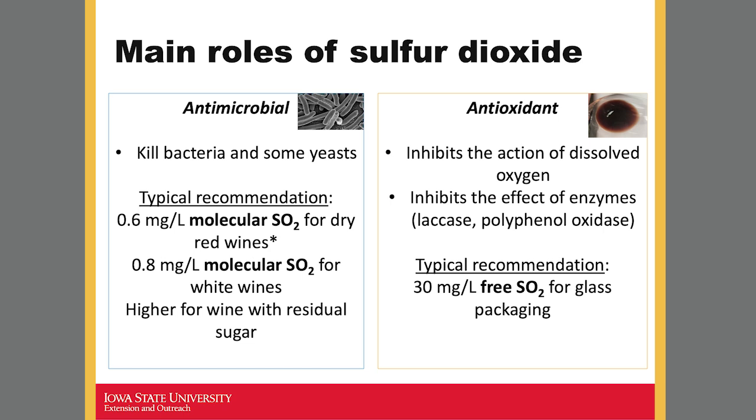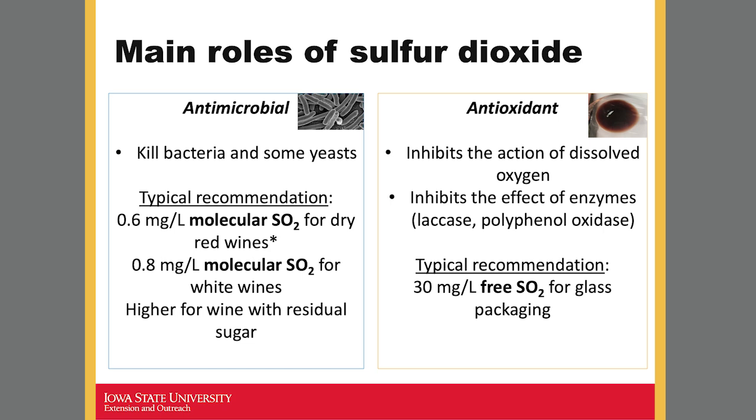Typical recommendations for the antimicrobial properties are 0.6 milligram per liter, also ppm, parts per million, of molecular SO2 for the dry red wines, because dry red wines usually also have phenolic compounds that are helpful to protect the wines. For white wines, because they don't have a lot of those phenolic compounds, you will need to add a little bit more to have the same efficacy. So you will need to add 0.8 milligram per liter or ppm of molecular SO2.